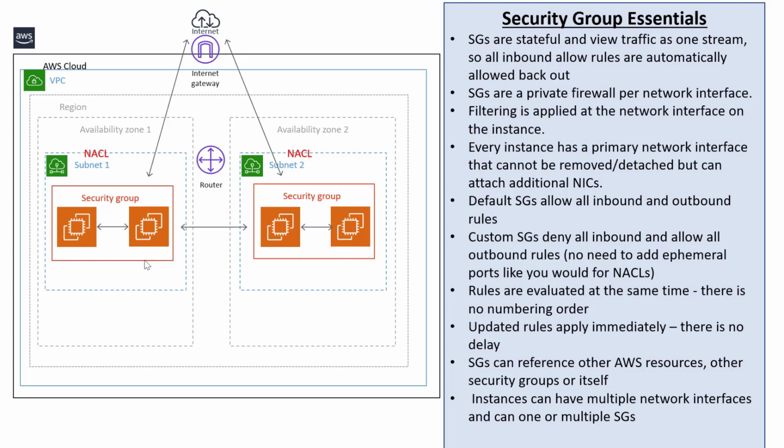Security groups can also reference other AWS resources, other security groups, and themselves. And rules are evaluated at the same time, so there's no ordered numbering like NACLs. And if you update a rule in your security group, it applies immediately. There is no delay. So let's get into the AWS console and see some security groups in action.